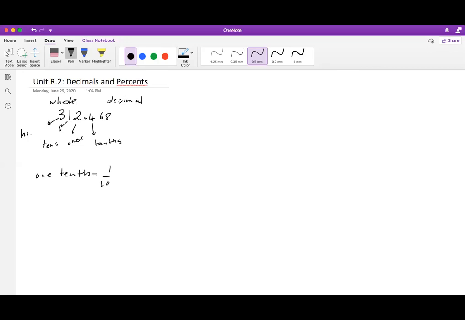If this is 1/10, or this is the tenths, what is the next one in the decimal? What is the next placement value? This was the tenths. What's after the tenths? It would be 1/100. This is 1 out of 10. The next placement value is the hundredths.